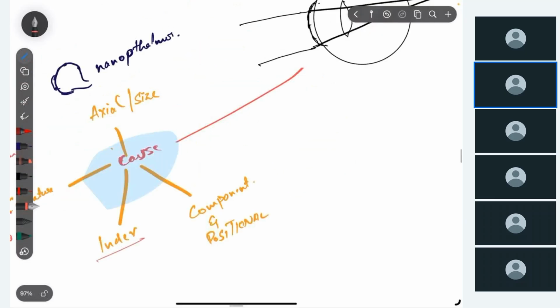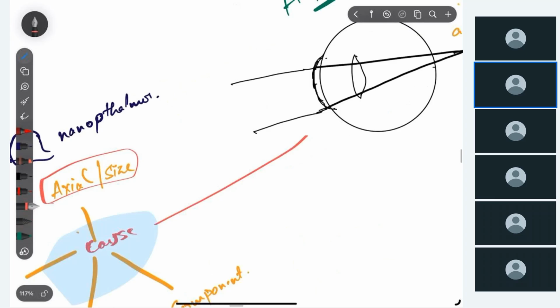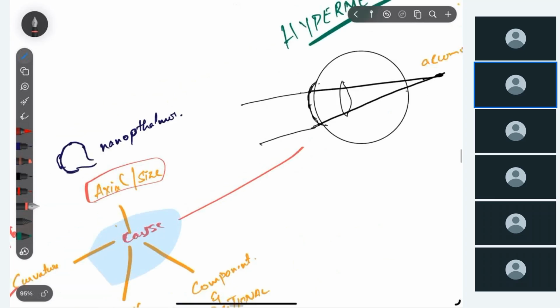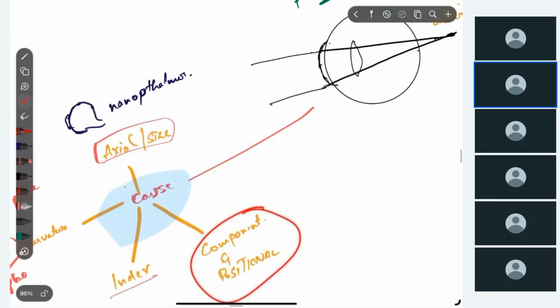And then the third point, the size of the eye. If you decrease the size of the eye, the screen has moved forward. So the lens is focusing the light rays behind the screen. Again, you have got hypermetropia. And then if there is displacement of the lens, if this lens gets displaced, then also you can get hypermetropia.